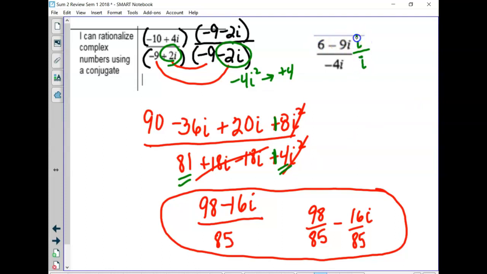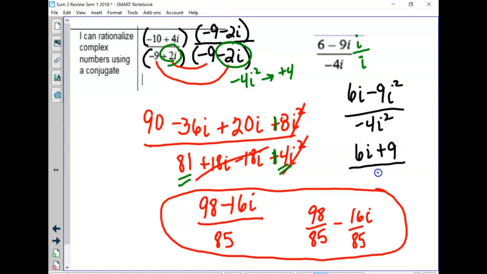You can, with this kind, just multiply by i, and then you won't have to do so much reducing. So you'd have 6i minus 9i squared all over negative 4i squared, which would become 6i plus 9 all over positive 4. Is that right? And you could leave it like that, or it would be 9/4 plus 6/4, which would reduce to 3/2 i. You don't have to reduce it if you leave it all as one fraction. I wouldn't count it wrong. Proper notation would be 9/4 plus 3/2 i.